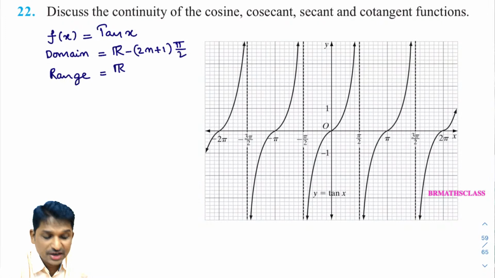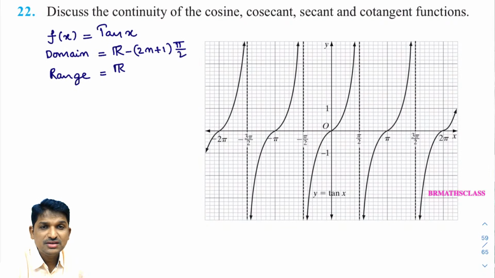So what I am trying to say, the main point, is that continuity is always meaningful to discuss in its domain. Here in its domain there is no gap. This function is a continuous function. You may easily misunderstand that tan x is a discontinuous function. No, not only tan x, all trigonometric functions are continuous functions.